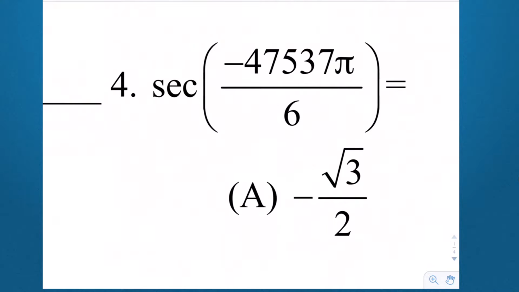Secant of negative 47,537 pi/6. Okay. So what do we know about coterminal angles? Coterminal angles have the exact same trig value. Now, there were 2 ways to do this problem. You could have put your calculator into radian mode, and since you don't have a secant button, you could have typed in 1 divided by cosine of that number, and you would have gotten a decimal.